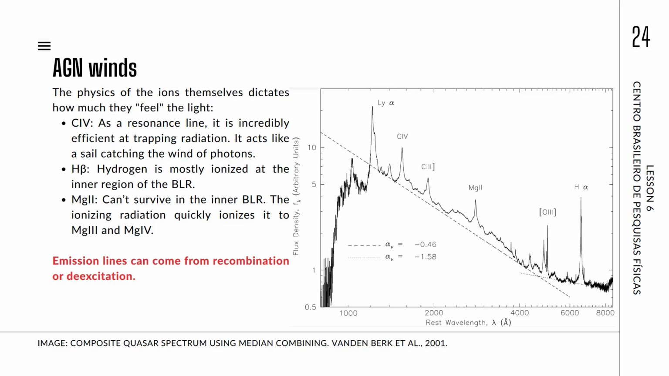As a resonance line, it's incredibly efficient at trapping radiation and acts like a sail. So every time it captures a photon, it gains a speed boost. This I already told you. Magnesium 2 cannot survive in the inner region of the broad line region.